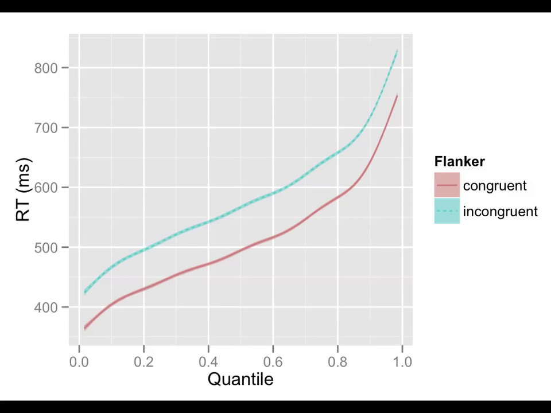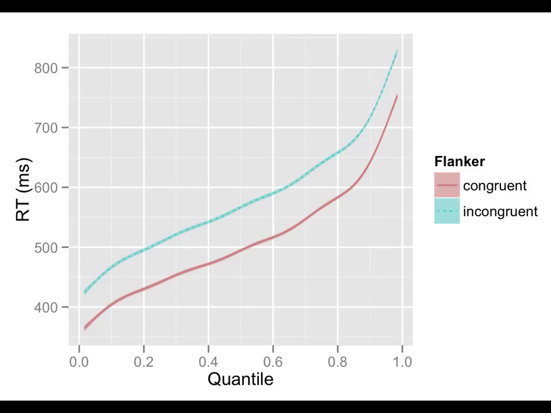Along the x-axis here is the quantile. So that means these are the faster RTs and these are the slower RTs. And as I said, the main effect of quantile is just this monotonically increasing function. But what's interesting is comparing that monotonically increasing function between conditions.